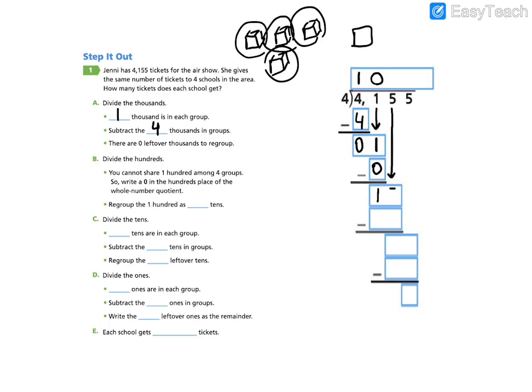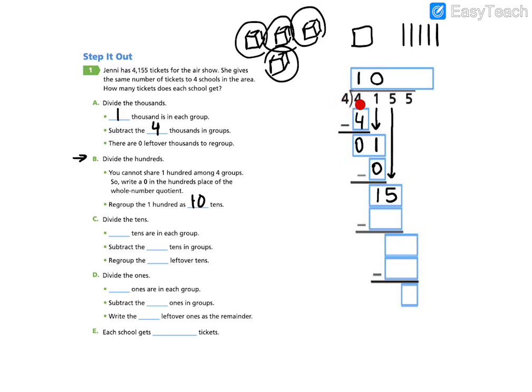plus our 5 tens. So we've regrouped our 100, going back over here to section B, as 10 tens. And we've added those 5 tens so that our total number of tens that we're dividing is 15. Okay, so now we need to think about what is 15 divided by 4.